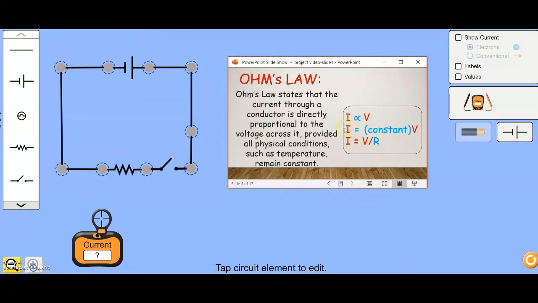Mathematically, we can represent it as I is directly proportional to V. Here I represents the current and V represents the voltage or potential difference. The proportionality sign is replaced with an equal sign and a constant, and here the constant is 1 over R, which implies that R, that is resistance, is constant. So we have Ohm's law in the form of a formula as I equals V over R.